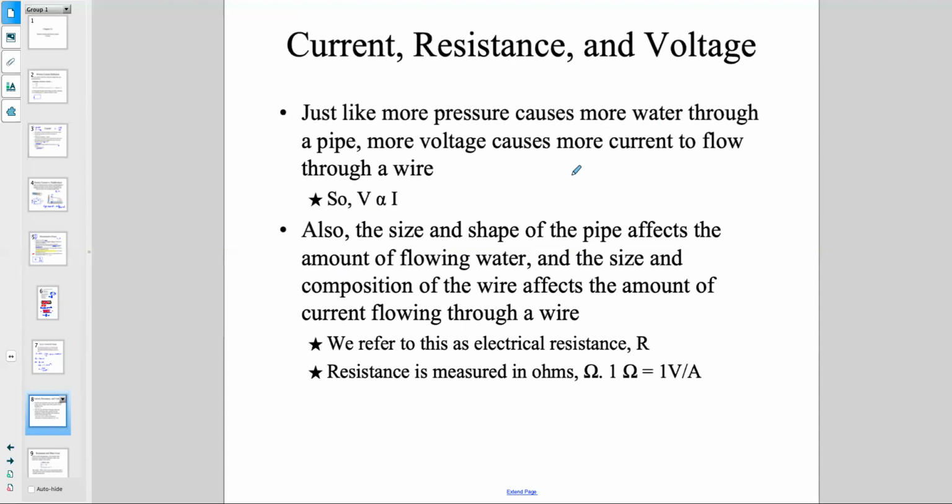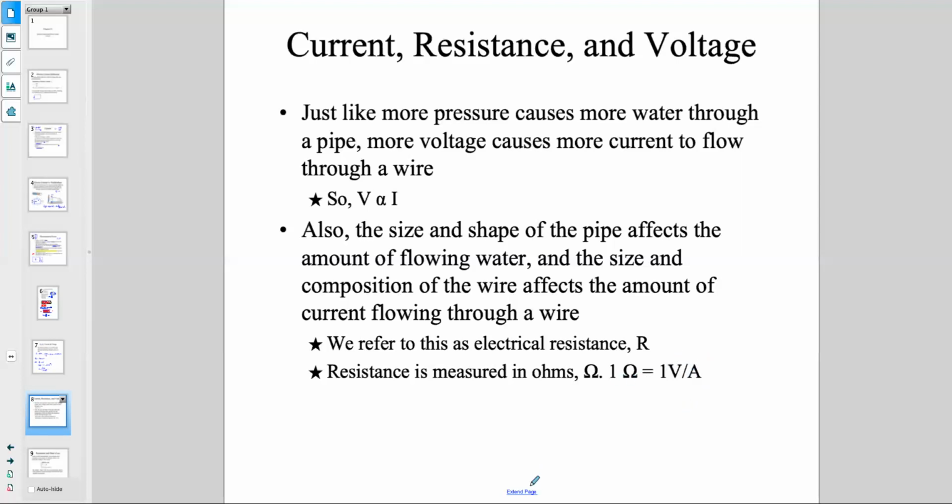Also the size and shape of a pipe can affect the amount of water flowing, right? So the size and the composition of the wire, if it's copper, gold, aluminum, whatever it is, affects the amount of current flowing through the wire. So not only the size is important, but also what type of composition it has. We refer to this as electrical resistance, or R. We show it with capital R. Resistance is measured in ohms, and 1 ohm is 1 volt per amp.